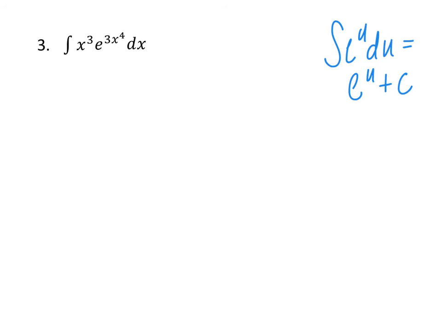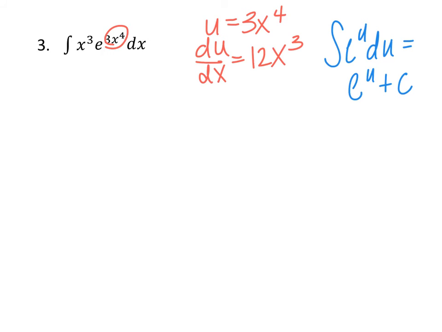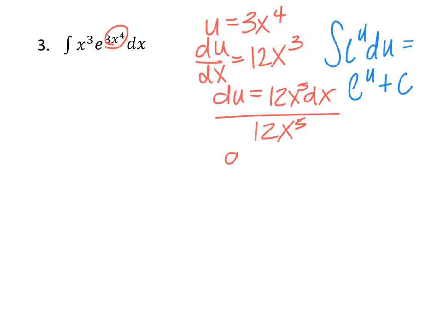So we really are dealing with the same thing here. Okay, so hopefully you're looking at this and thinking, well, I know what my u needs to be, right? It's that exponent. So u equals 3x to the 4th. Take the derivative of u with respect to x, and you get 12x to the 3rd. Solve for dx. So du over 12x to the third power is dx.